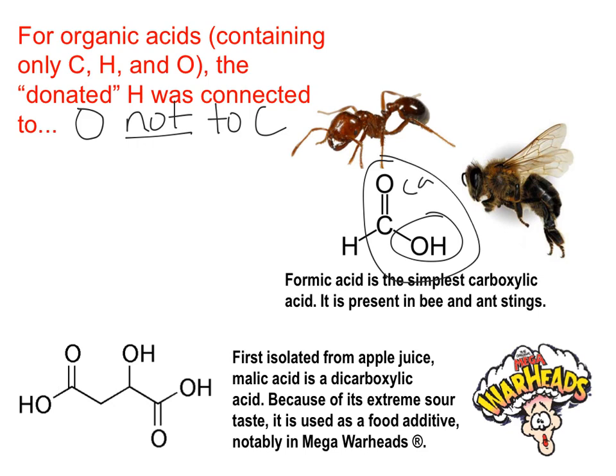All right, so we got carboxyl, carbonyl. This is a hydroxyl. All right, carboxyl. In addition, we have another one, malic acid, a dicarboxylic acid, made of extreme sour taste, used in Mega Warheads, Sour Patch Kids, etc. So you have to know those organic acids contain only carbon, hydrogen, and oxygen. The donated H was connected to the O, not to the C.